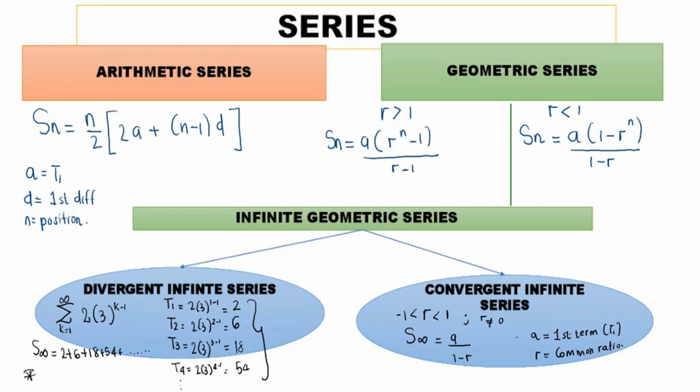So with a divergent infinite series, the sum gets bigger and bigger. And with a convergent infinite series, the sum approaches a particular value. All right, so these are the differences between a divergent infinite geometric series and a convergent infinite series.